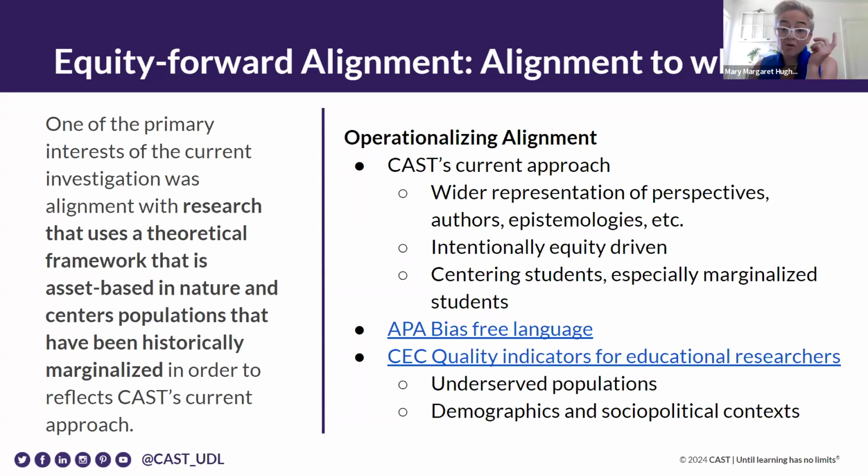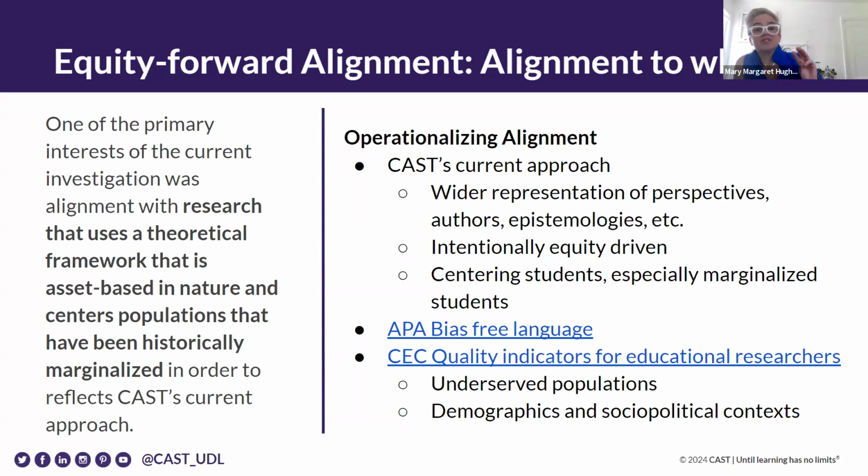So one of the primary goals of this review endeavor was to examine the presence or absence of this intentionally driven, equity-driven research. So what research in the UDL 2.2 guidelines is prioritizing and centering these experiences of historically and socioculturally marginalized students. So that degree of alignment to this equity forward intentionality requires operationalizing alignment.